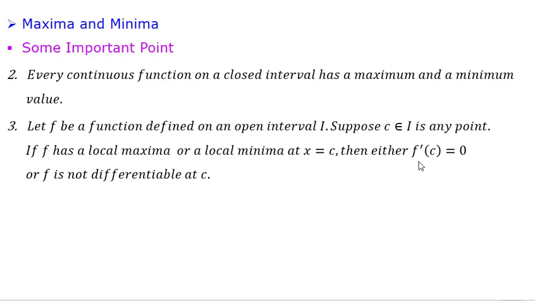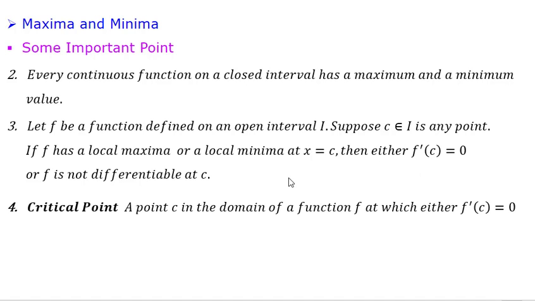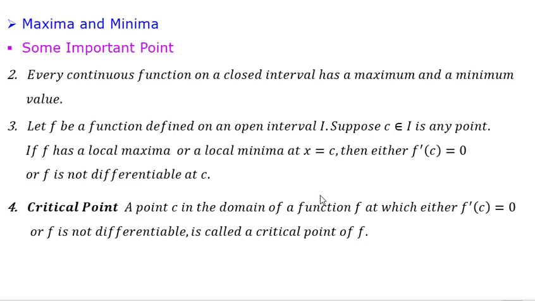Now if the function has a local maxima or local minima at any particular point, then at that point the derivative will be 0, that is f dash C will be 0. Critical point: a point C in the domain of function at which either f dash C is 0 or f is not differentiable is called the critical point of the function.